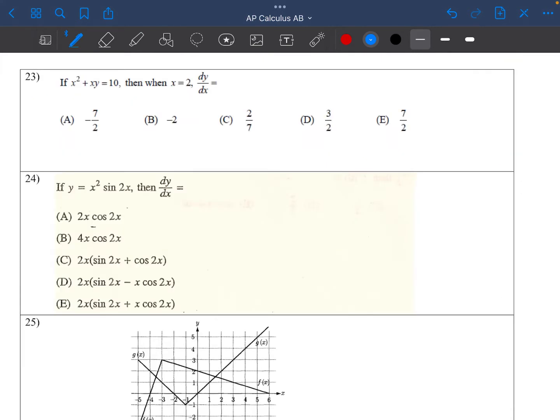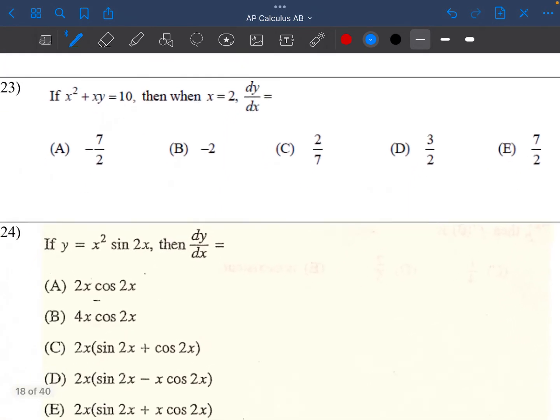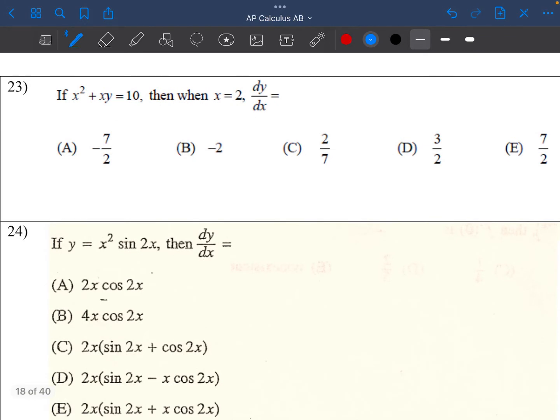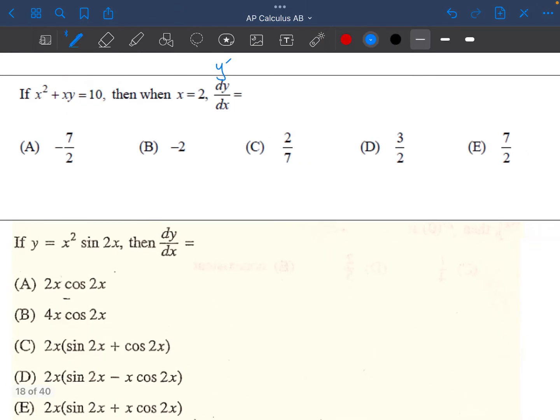Number 23, we have an equation. We want to know what happens when x is equal to 2, and we're trying to take the derivative. We're trying to find y prime. Again, whenever you see dy/dx, that's essentially asking, what is y prime? So let's go ahead and just immediately take the derivative. We could try to rearrange some things on this left-hand side. For example, we could subtract an x squared from both sides, but it doesn't really matter. It's going to be the same net problem.